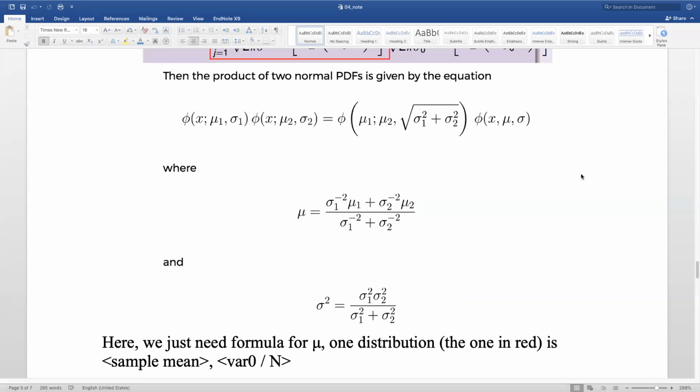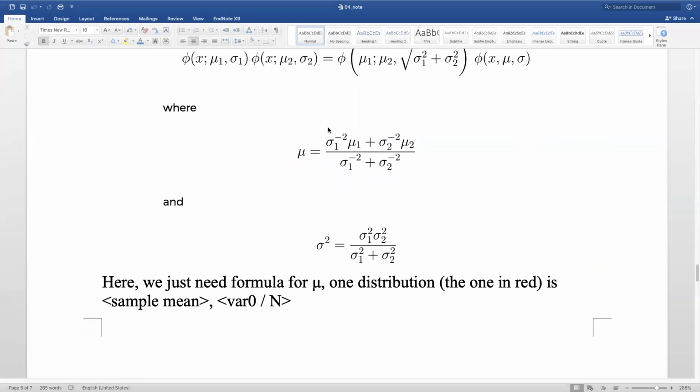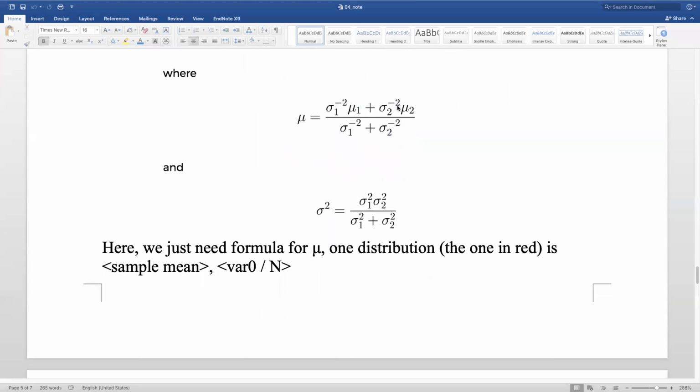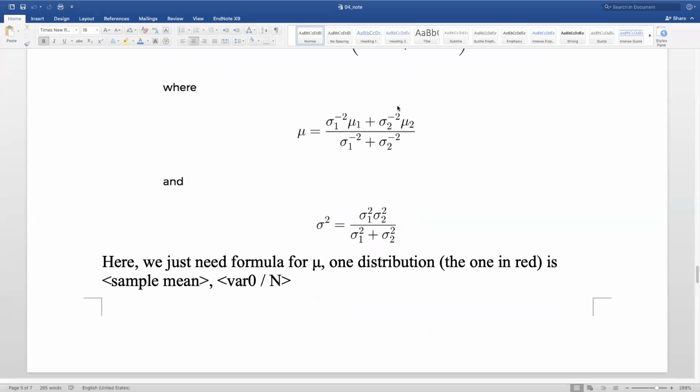Conclusion, just remember: the PDF of the product of two Gaussian distributions is still a Gaussian distribution. You can Google it and you will find this formula. If you prove it, you still need to remember it.